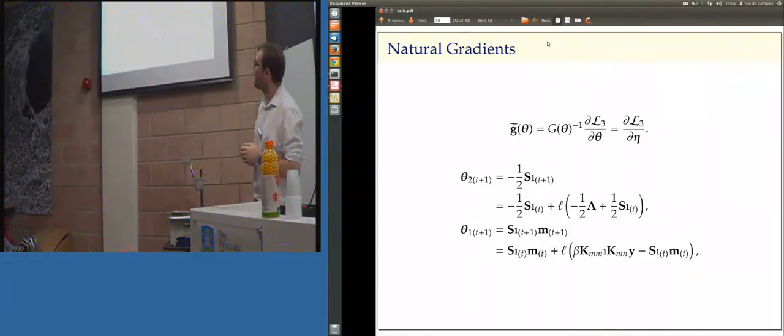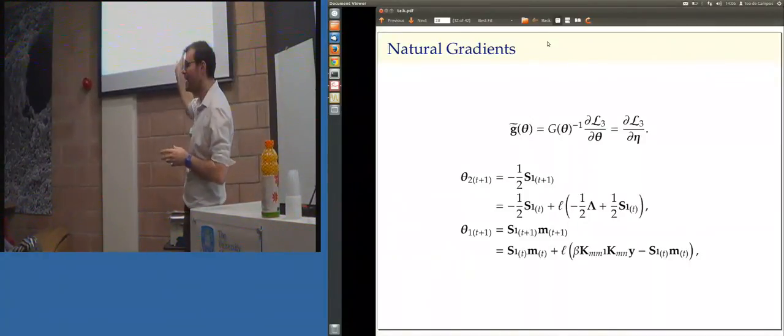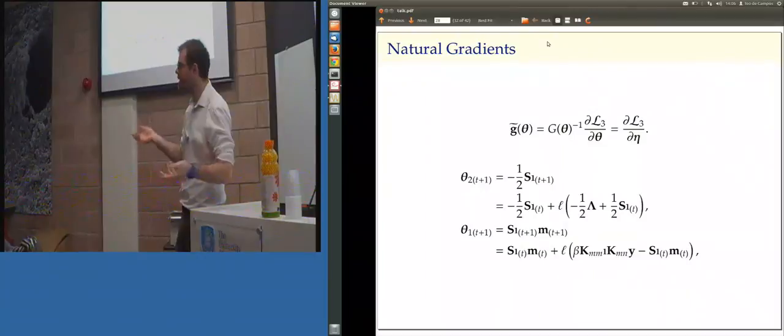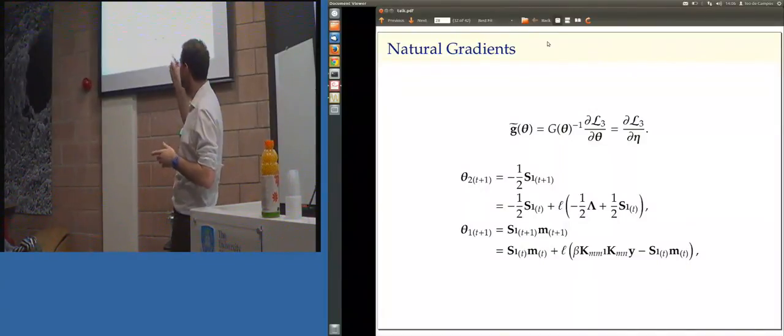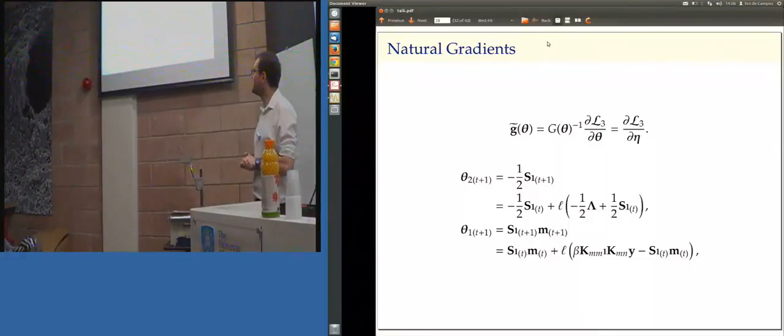That's a really important point. And there's some work going on at the moment, because we're going to take stochastic versions of this, where people are looking at the variance of the estimator for this natural gradient and how we might compute it, and whether that's actually a good thing to do. But this is the general idea.